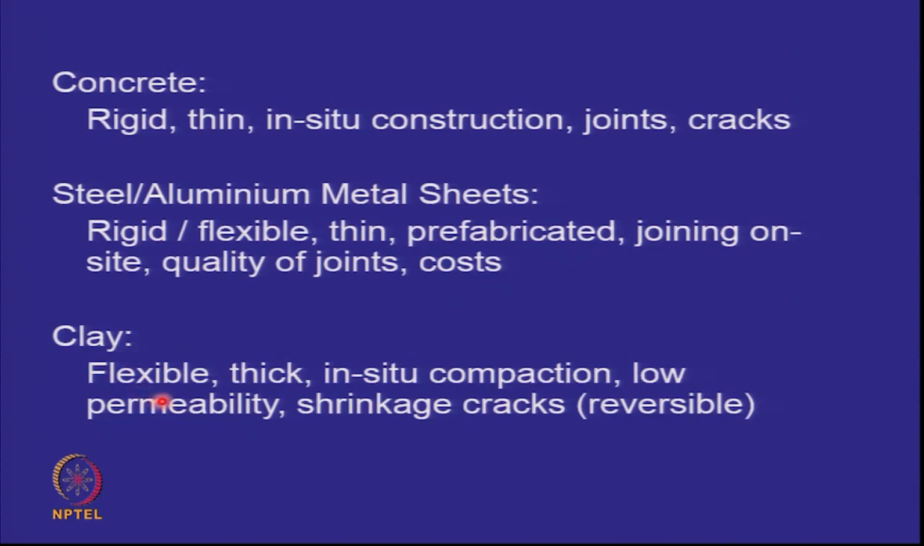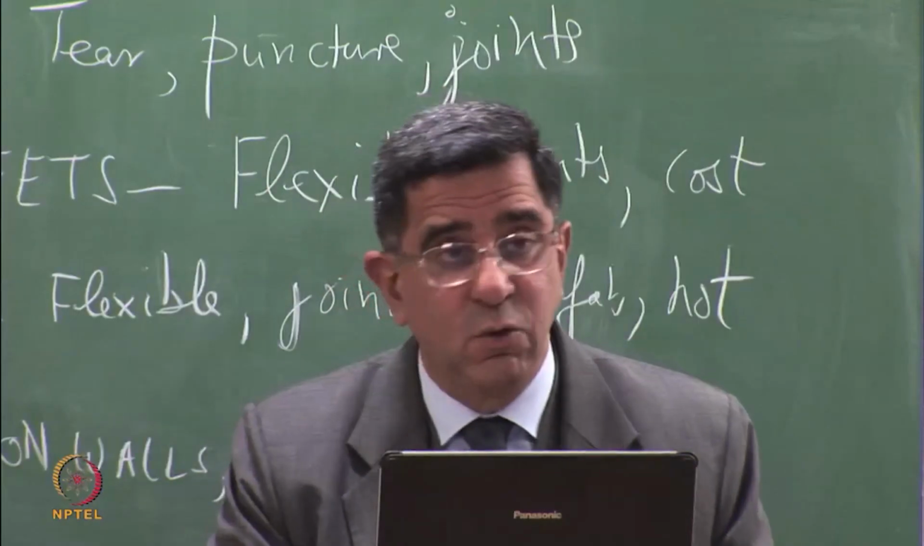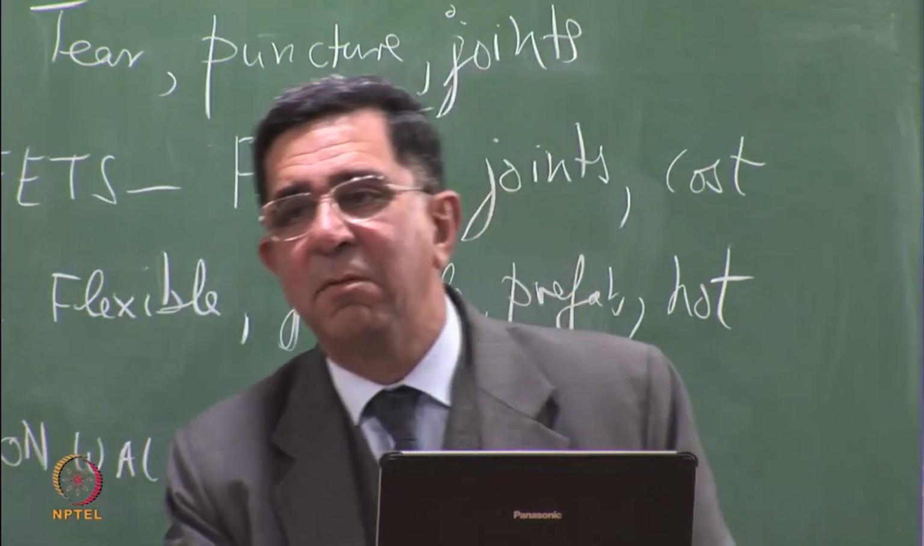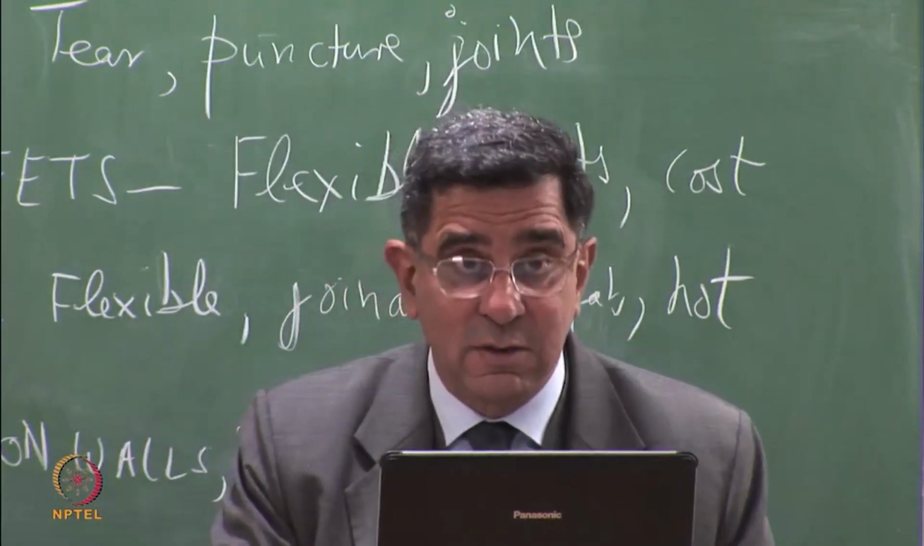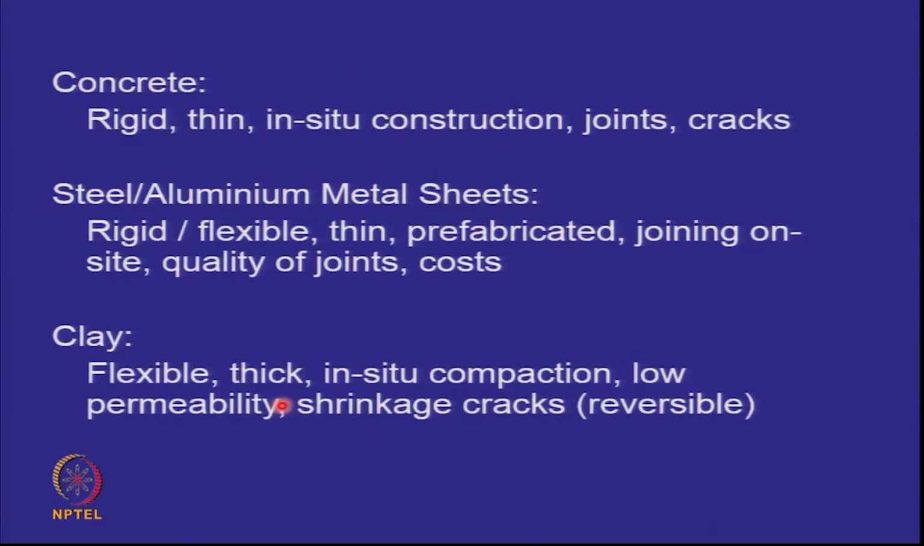Clay is flexible, but clay has to be thick. You can't put a few millimeters of clay and say, I've got an impermeable barrier. So it has to be thick, which means it has to be in terms of meters. In situ compaction gives low permeability, but it gets shrinkage cracks.